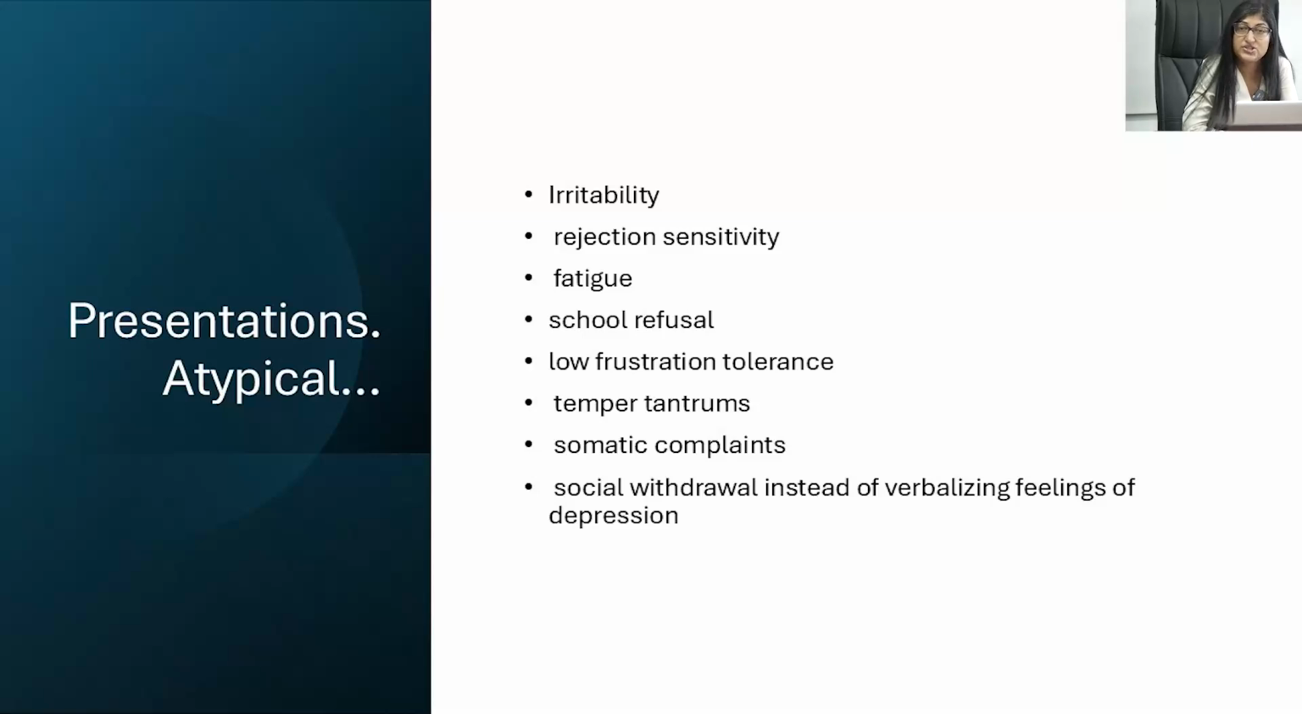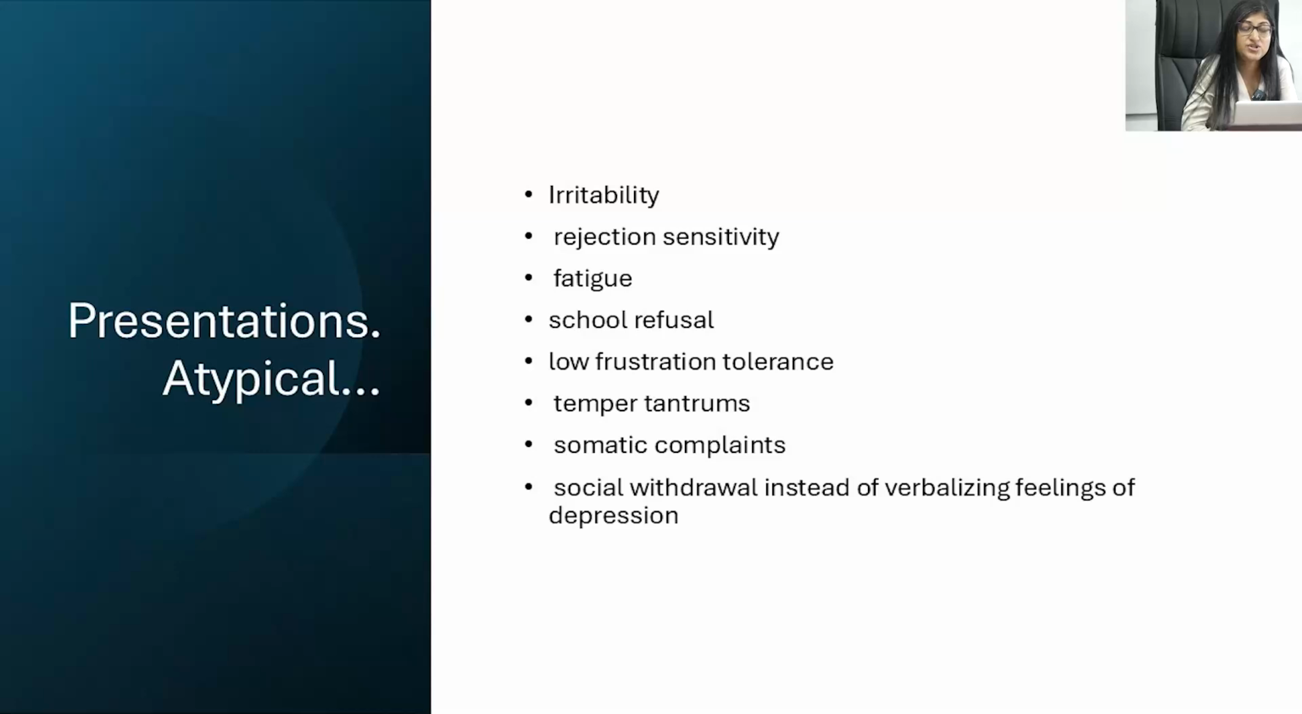Irritability, rejection sensitivity. When they are depressed, they would say their parents don't love them, I am not understood by them, they don't understand me, my school friends hate me, my teachers hate me. So this is the rejection sensitivity that we are talking about. And they have somatic symptoms, very little distress tolerance, and temper tantrums.